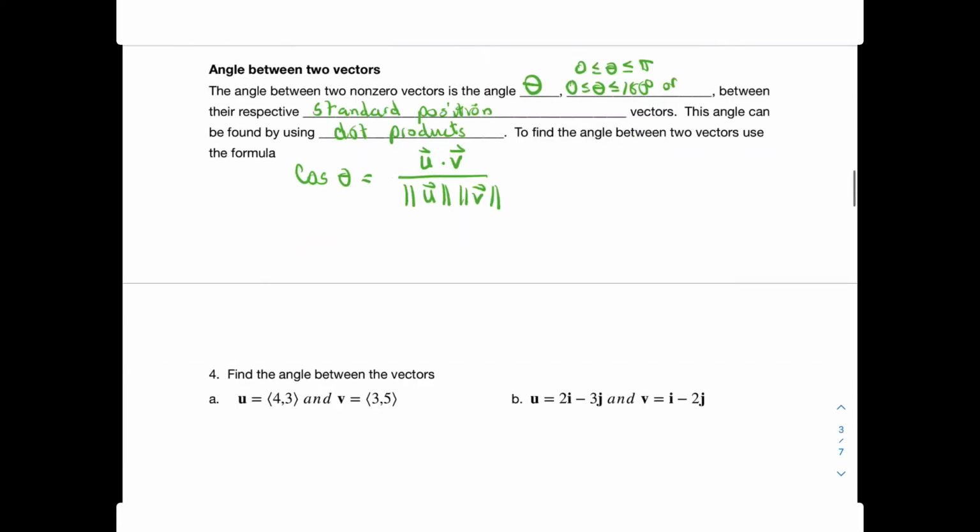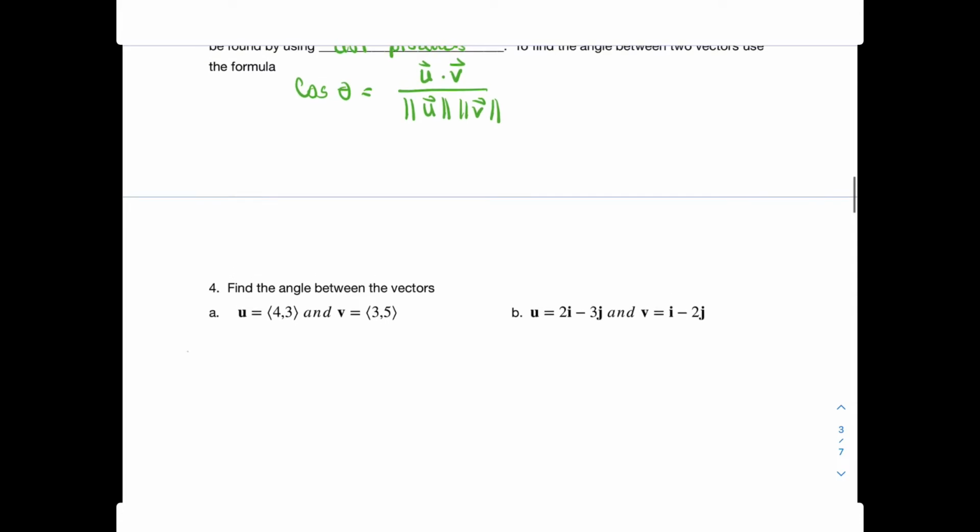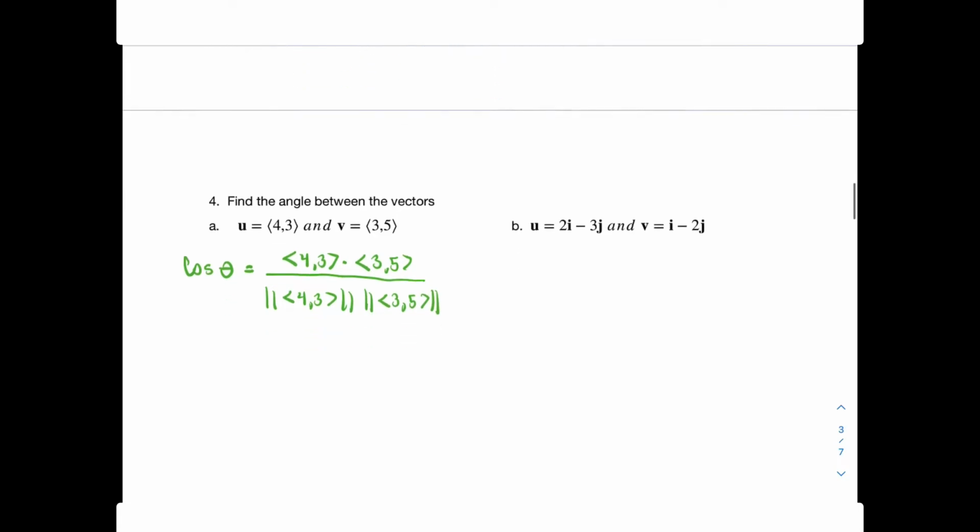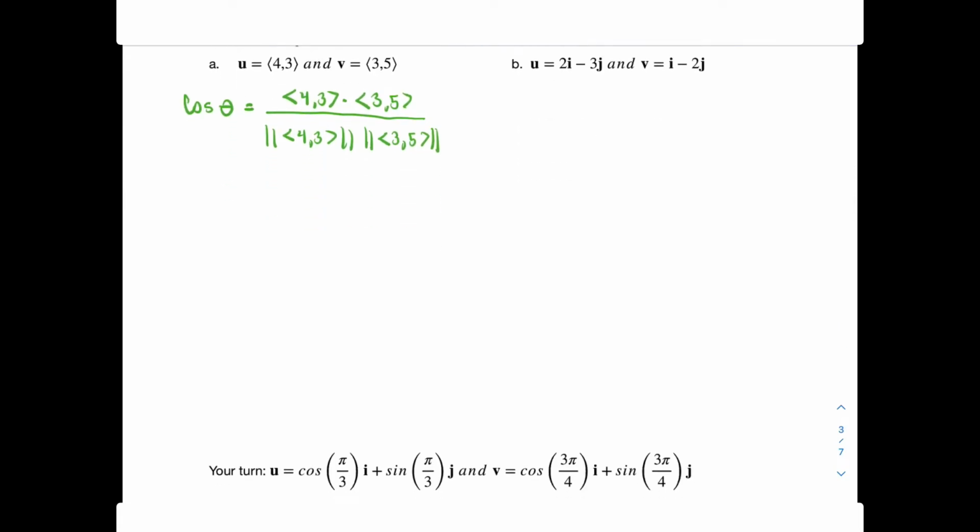All right, as always, it's probably going to be easier to figure this out if we do an example, so let me work through example 4a. I want to find the angle between these two vectors. I'm going to use this formula here, so cosine of theta is going to be equal to the dot product of u and v divided by the magnitude of vector u, which is the vector 4, 3, times the magnitude of vector v, which is the vector 3, 5. All right, so let's perform these operations. First, we're going to find the dot product of vector u and v. And remember, to find the magnitude, that's equal to the square root of the first entry squared plus the second entry squared.